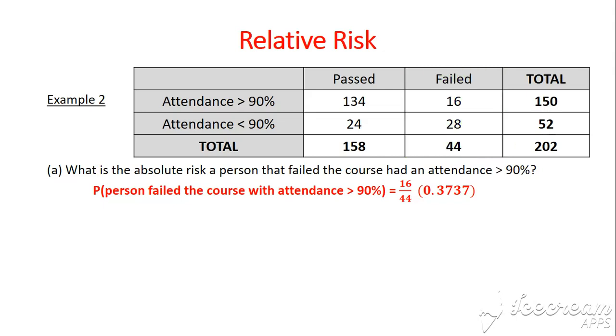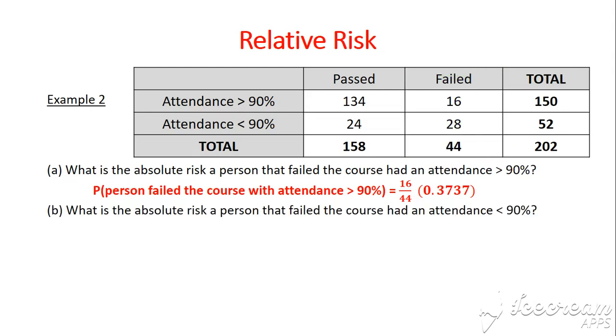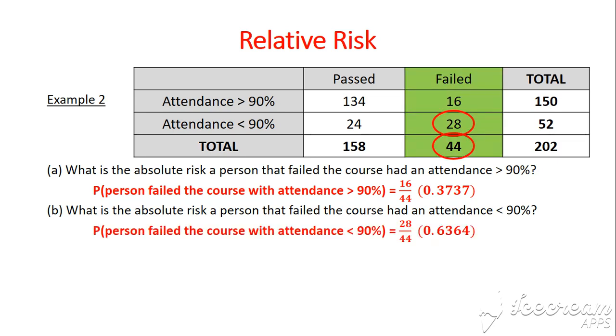All right, part B. What's the absolute risk a person that failed the course had an attendance less than 90? Well, we're talking about the same group of people, and there were 28 people who failed the course with an attendance less than 90 out of 44.